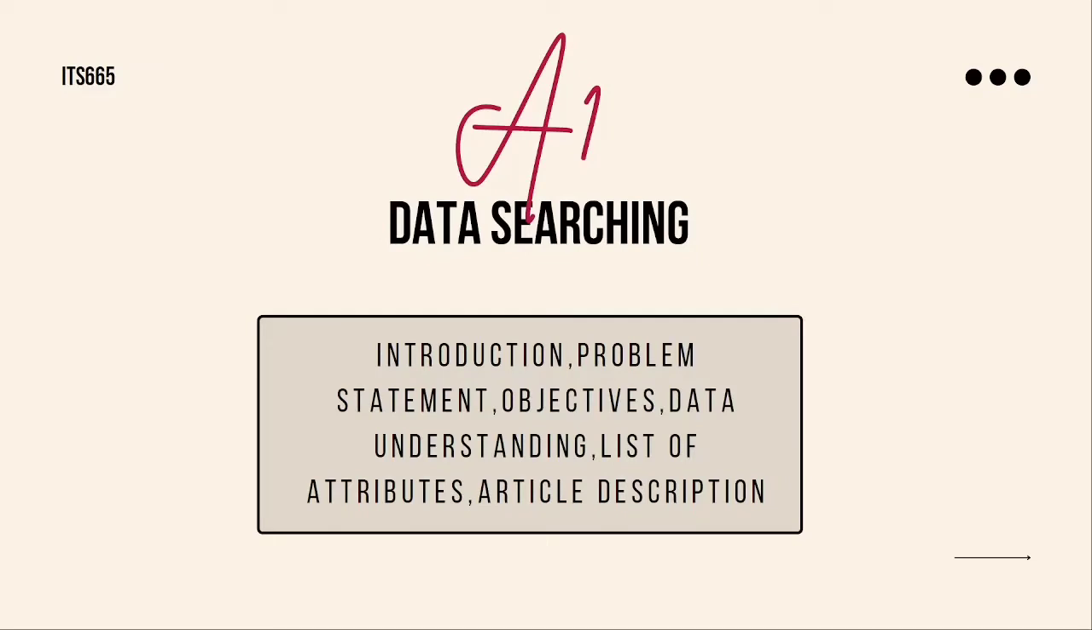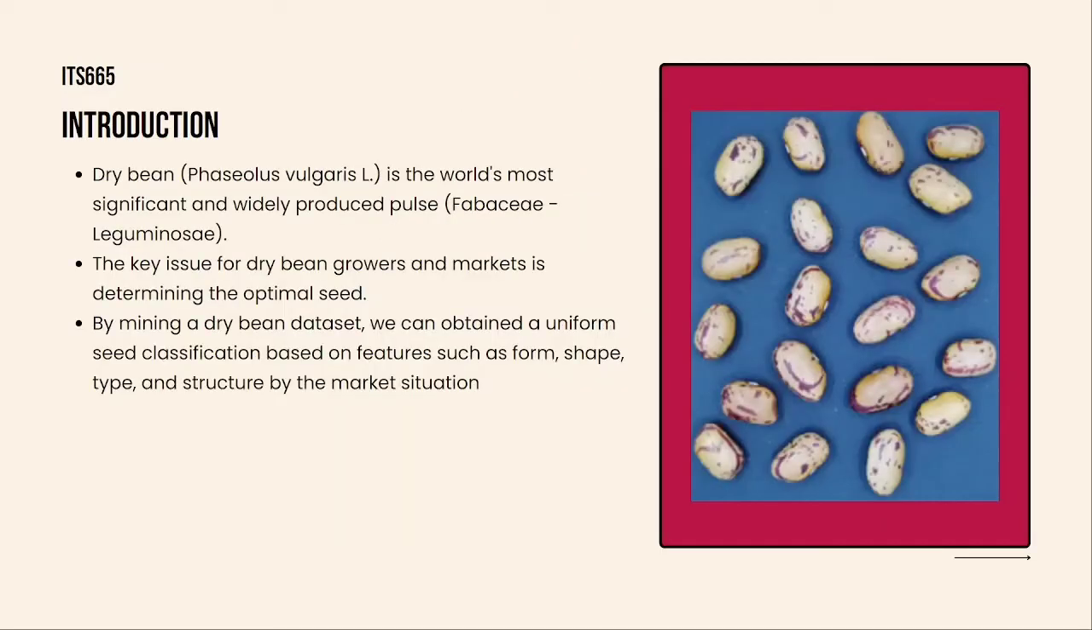For part 1, which is data searching, we see its introduction first. Dry bean, whose scientific name is Phaseolus vulgaris L, is the world's most significant and widely produced pulse. Its family is Fabaceae, Leguminosae.